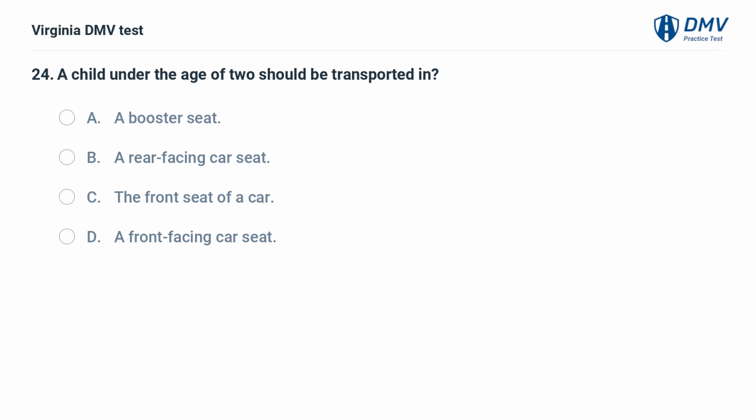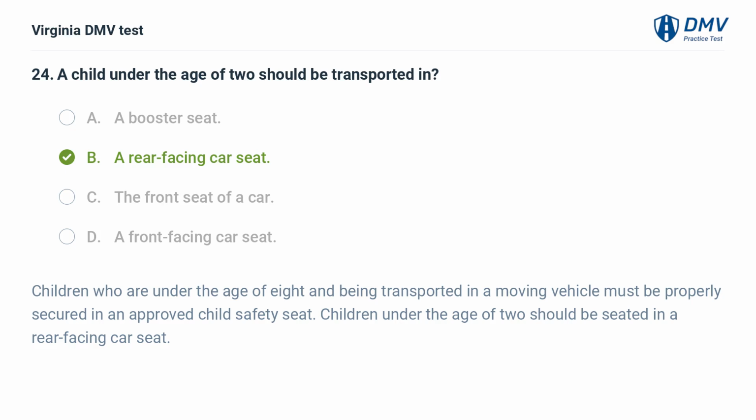A child under the age of 2 should be transported in A. A booster seat. B. A rear-facing car seat. C. The front seat of a car. D. A front-facing car seat. B. A rear-facing car seat. Children who are under the age of 8 and being transported in a moving vehicle must be properly secured in an approved child safety seat. Children under the age of 2 should be seated in a rear-facing car seat.